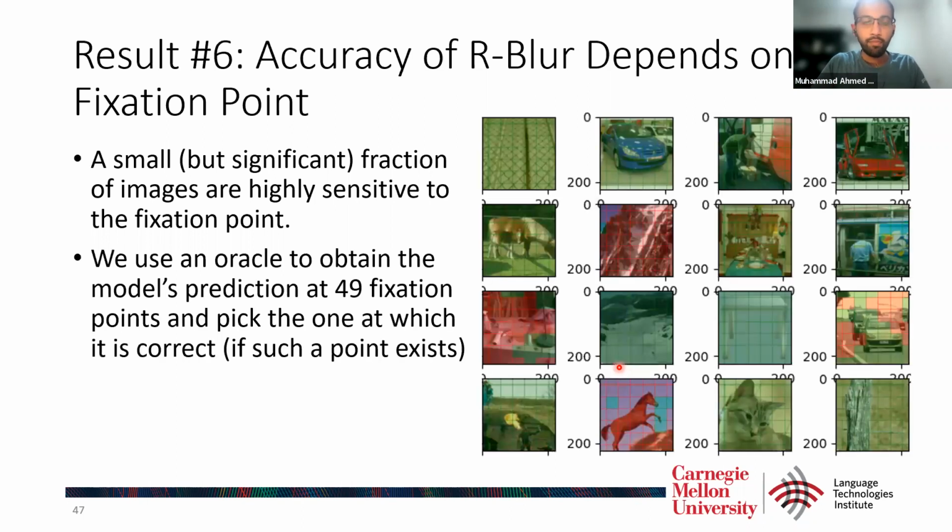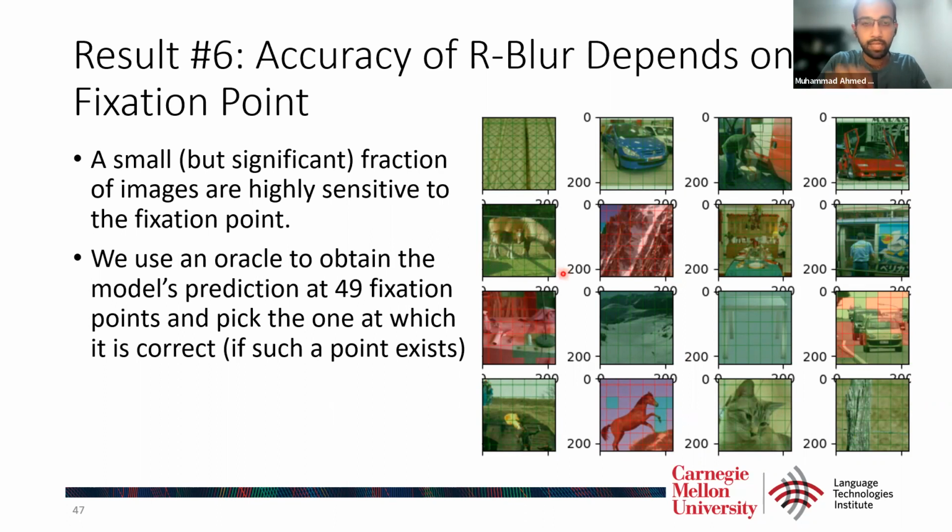To confirm that, for each image, we divided it into 49 spots, and those are given by the grid on the images. So for each image, we sampled 49 fixation points. We used R-blur to fixate at each of these 49 fixation points, passed the resulting image into the model, and obtained its prediction. And we see that for some images, the model is able to correctly classify at all fixation points.